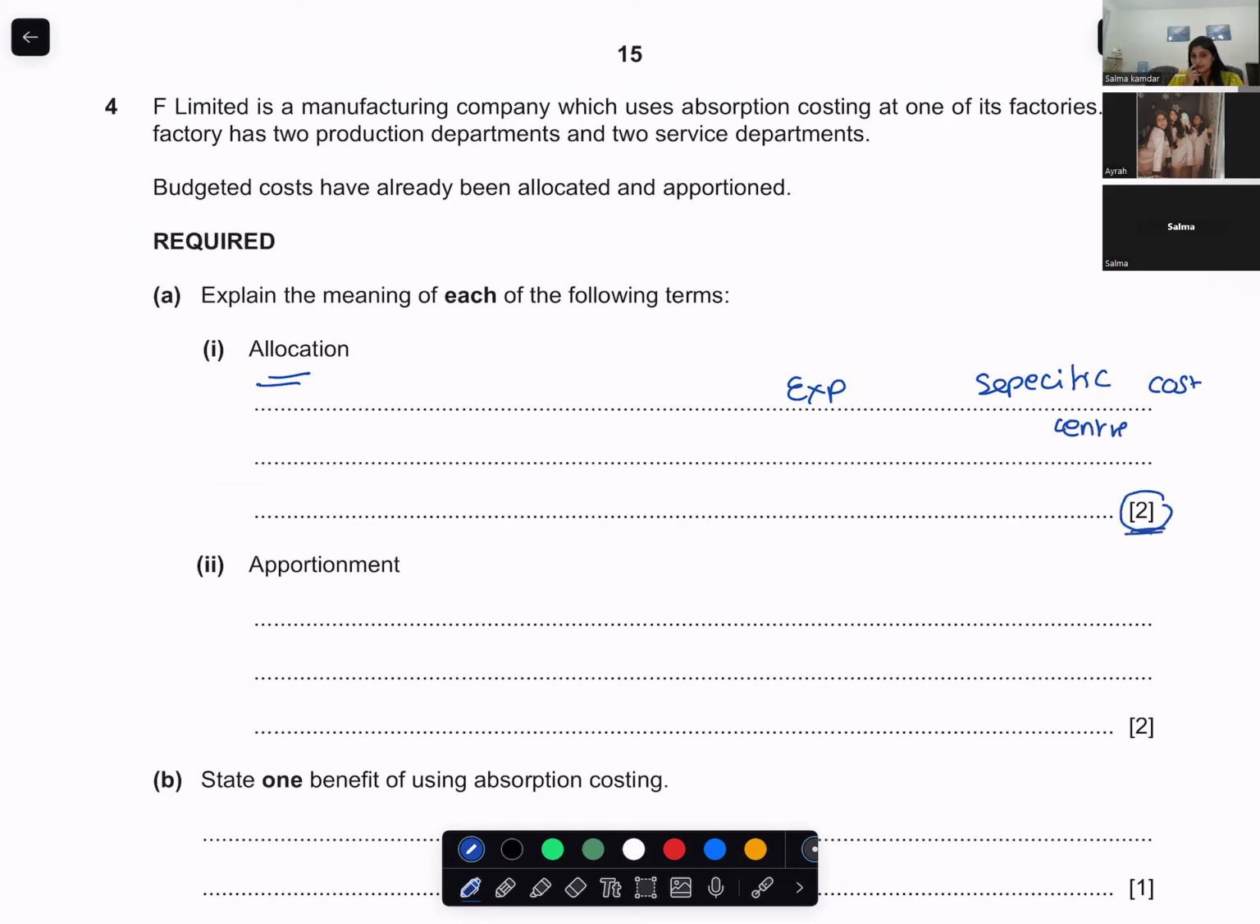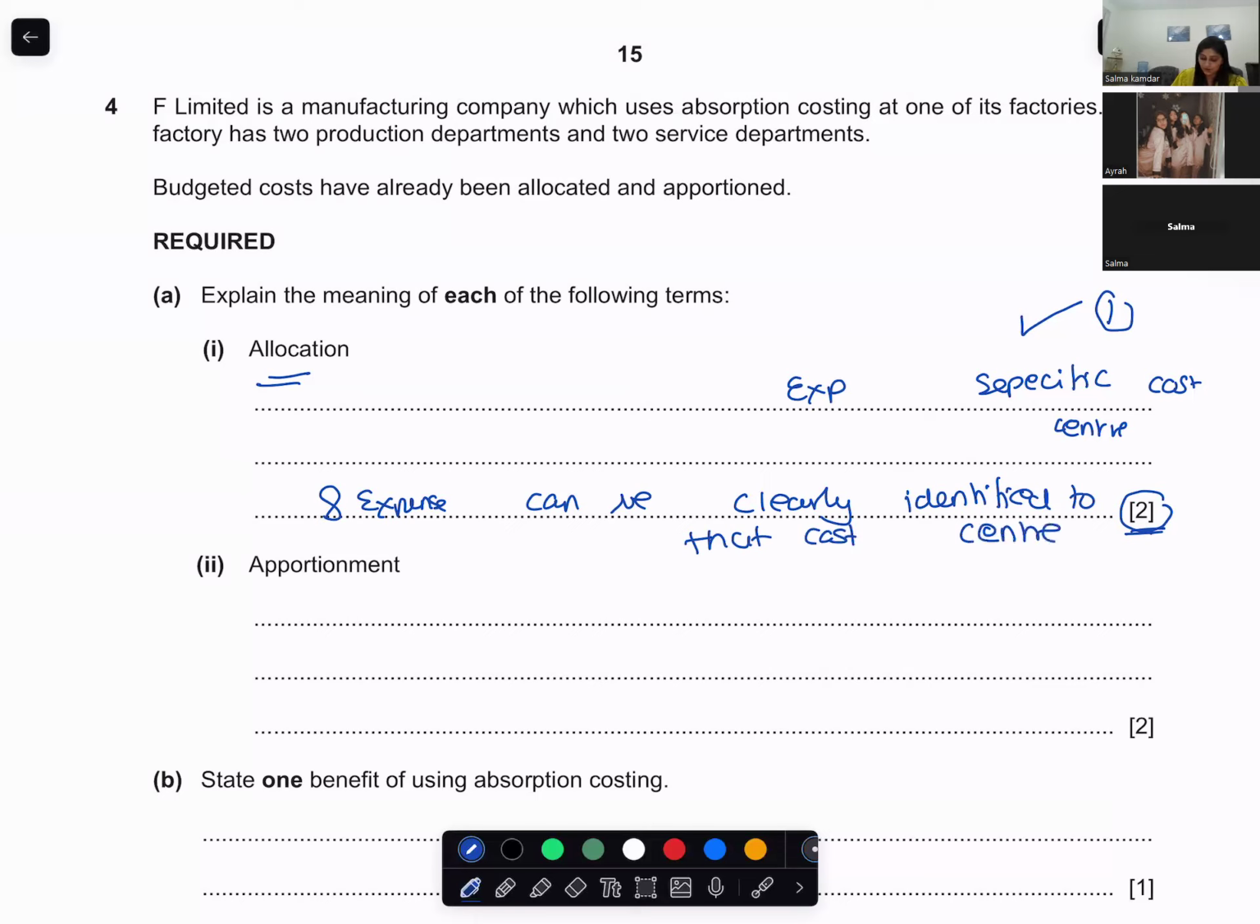This is 2 marks. This will give you only 1 mark. So, and the expense can be clearly identified. Expense can be clearly identified to that cost center.